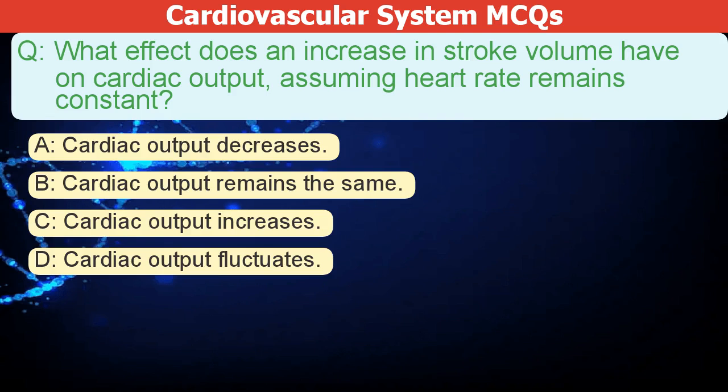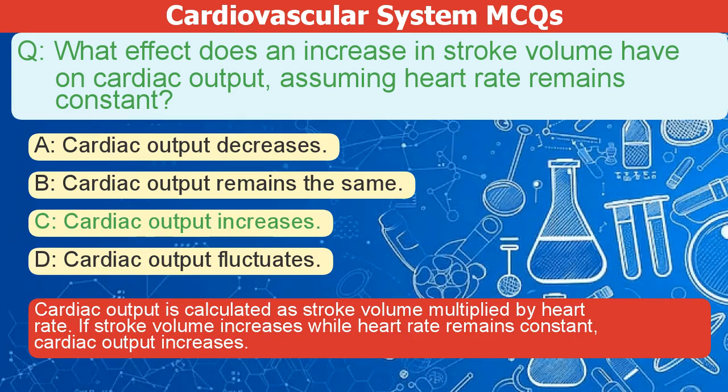What effect does an increase in stroke volume have on cardiac output, assuming heart rate remains constant? A. Cardiac output decreases. B. Cardiac output remains the same. C. Cardiac output increases. D. Cardiac output fluctuates. The correct answer is C. Cardiac output is calculated as stroke volume multiplied by heart rate. If stroke volume increases while heart rate remains constant, cardiac output increases.